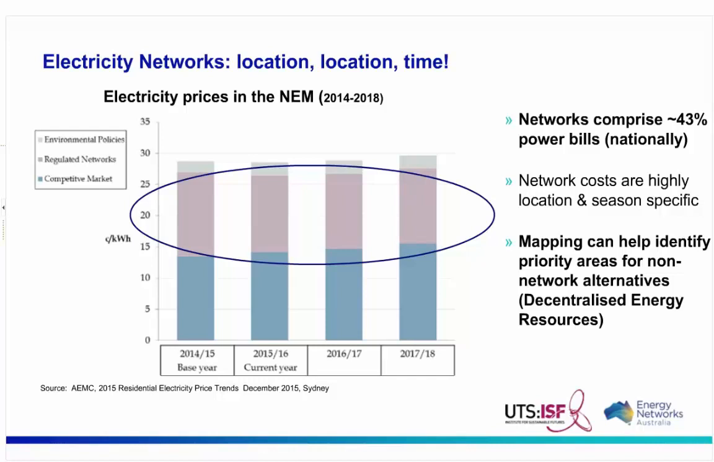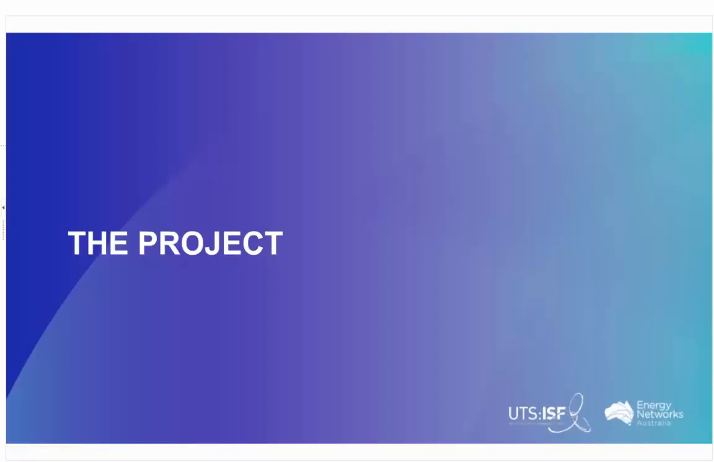But in order to do that, we need to understand where the opportunities in the network are to address those constraints as they emerge. So those network costs are highly locational and season specific, and we really need to have an understanding of where they are and when they're occurring, and we need to do that ahead of time so we can respond. So that's all I wanted to say by way of context for the project.